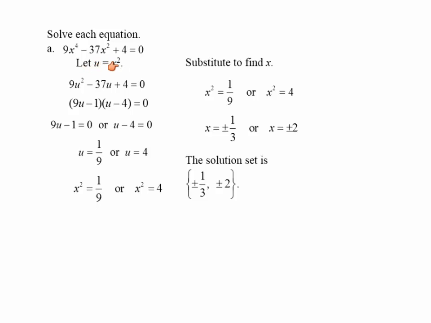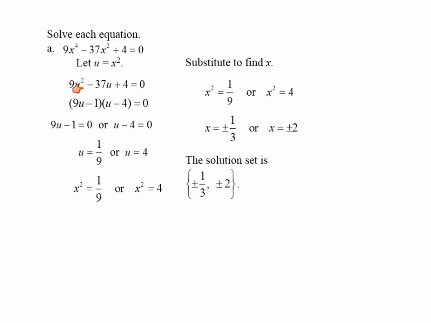So if I let u be equal to x to the power of 2, if I square both sides, then u squared must be equal to x to the power of 4. So this would be 9u squared minus 37u plus 4 equal to 0. There it is. I made this equation look like a second order equation by using the substitution method.